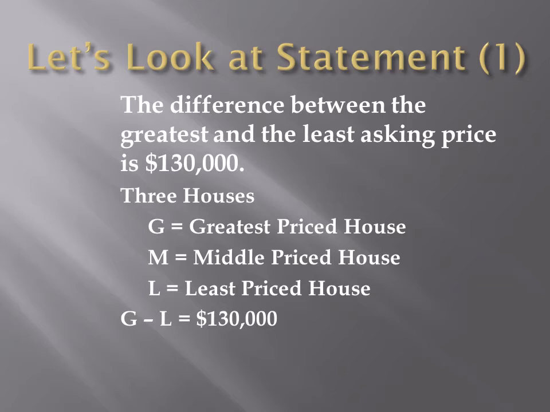The reason I did this is because when I'm looking at my equations, G, L, and M tell me immediately what those houses are. X, Y, and Z don't. So I feel like if I assigned my houses random variables, I would have to waste time looking back to see which variable I've assigned to which house. But by assigning a variable that makes sense in my mind, I can eliminate a little bit of time. So when I look at my equation that I can get from statement number 1, I get G minus L equals $130,000. The greatest priced house minus the least priced house equals $130,000.